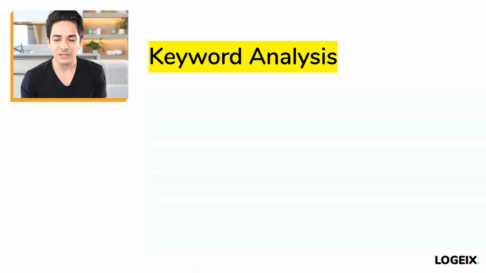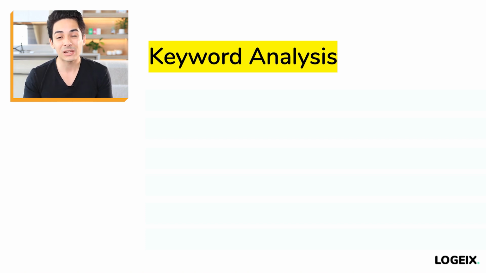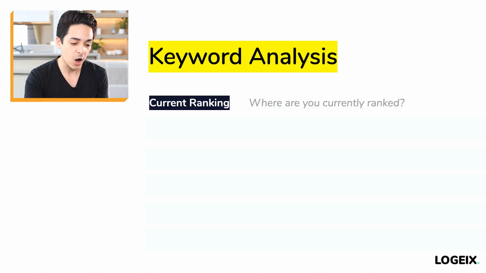So at this keyword analysis stage, we want to analyze a few different factors, and sometimes we can analyze all of them. It really depends on the data we have access to and the time we have available. If you have a smaller number of keywords, it's easier. When you have a lot of keywords, it becomes a lot more difficult to analyze a ton of different data points. So a few different things you want to look at are the current ranking.